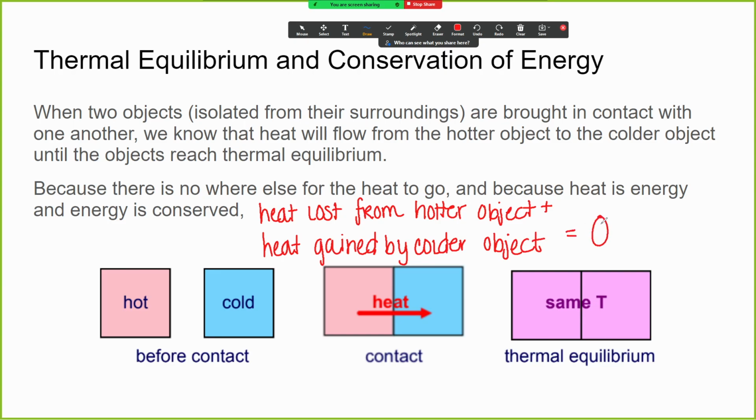Okay, so if energy is conserved, that means that whatever heat is lost from the hotter object to the colder object, those heats have to be equal to each other, as long as there is no external work done, and we'll talk about that eventually. So any heat that is lost from the hotter object has to be equal to the heat that is gained by the colder object, because that is how energy conservation and thermal equilibrium works.